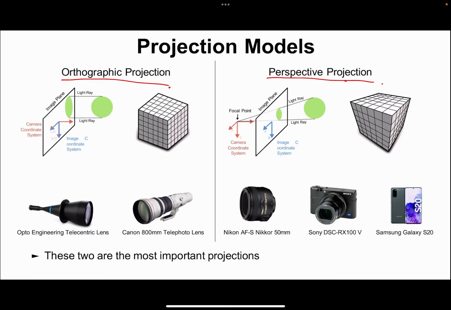So here, orthographic projection, from its name, we can know that there is something orthogonal, right? There is some 90-degree stuff. The 90-degree stuff is from here, right? So in our real world, if an object becomes farther and farther from our camera, it becomes smaller and smaller, right?